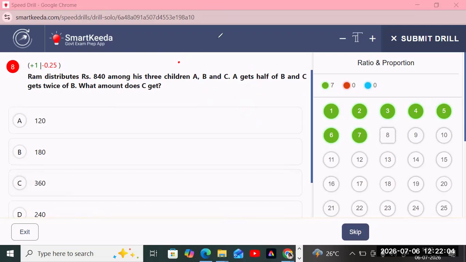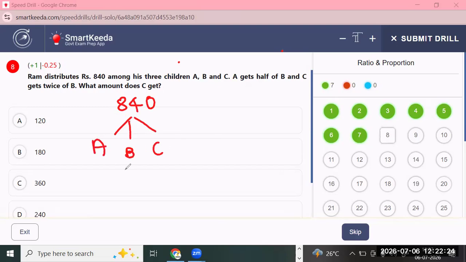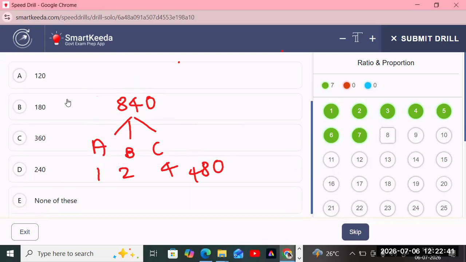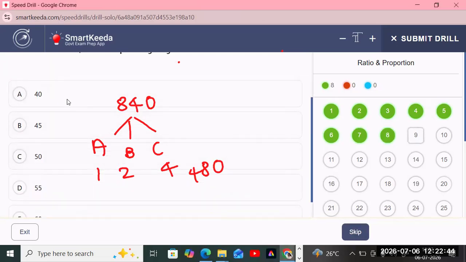Next, Ram distributes rupees 8,400 among 3 children in Delhi C. A gets half of what B gets, and C gets twice that of B. What amount does B get? ये 1200 हो गया. 4800 is what C gets. Next.